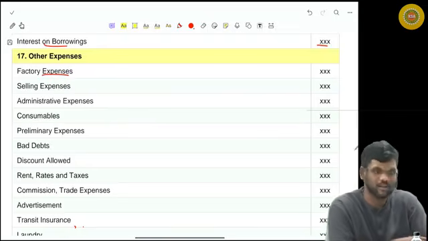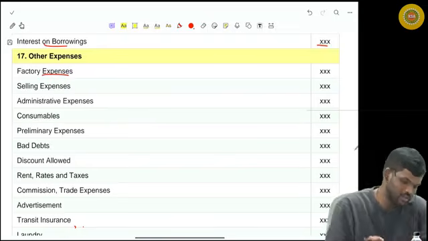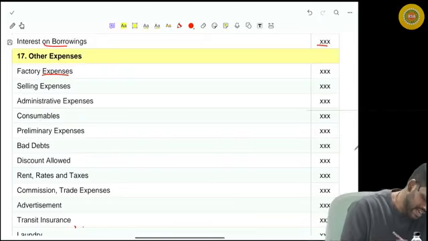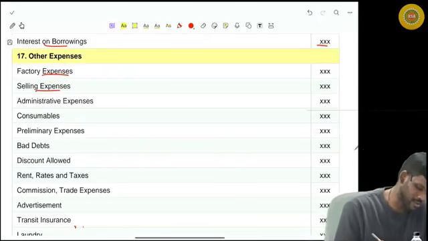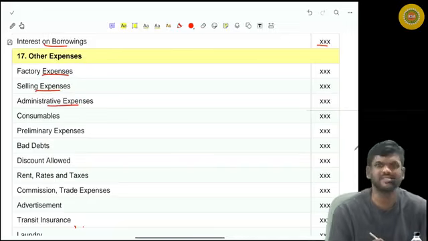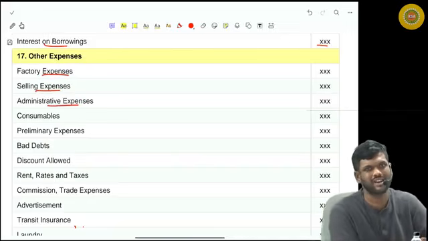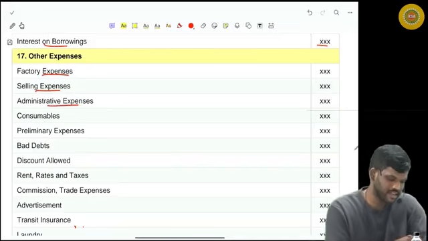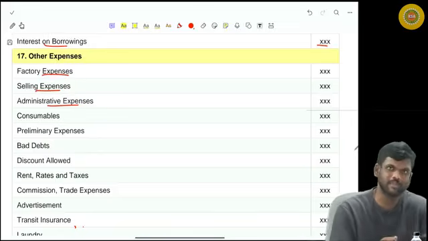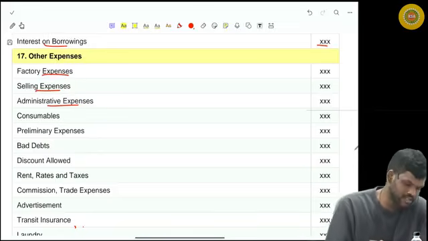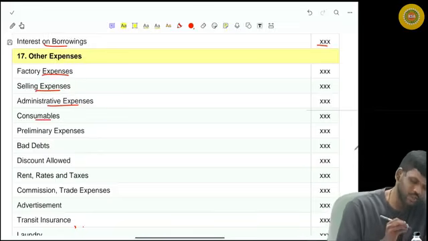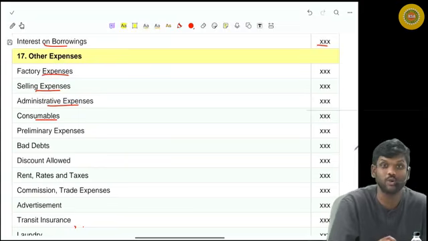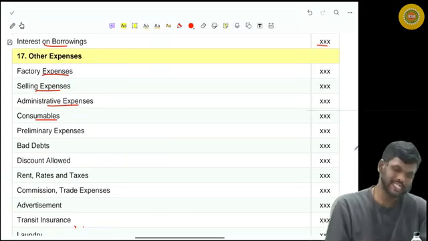Then under other expenses, if you are incurring any other expenses in the factory, some processing charges, any other processing charges will come here. Factory expenses, any selling expense, advertisement and sales promotion expenses, any admin expenses like CEO salary, CFO salary, finance team salary, or office rent will come here. Rent will come separately, but any other administrative expenses will come under other expenses. Any consumables, nuts, bolts, stores, spares, all these will come as consumables.